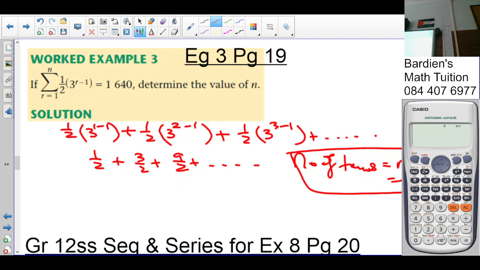Okay. People, what does sigma stand for? Sum of. So this here is equal to Sn. So what does that mean? That means to say that the sum of the series is equal to 1640. You guys understand? Right, so let's go with that quickly.